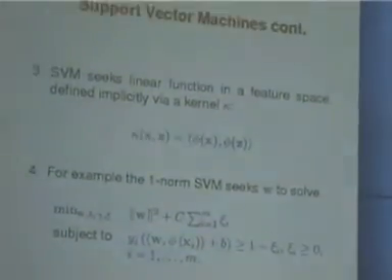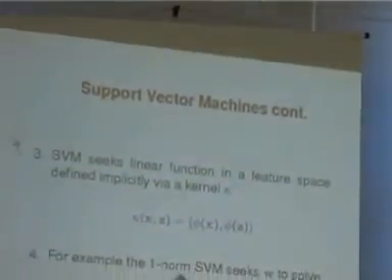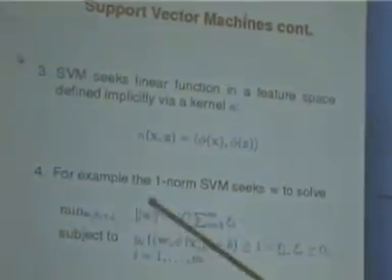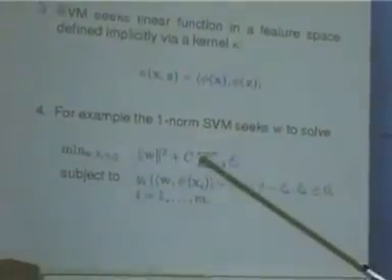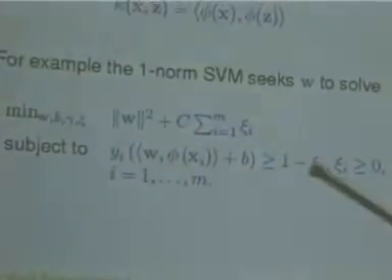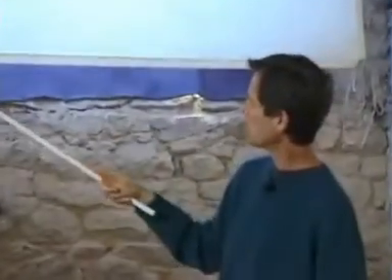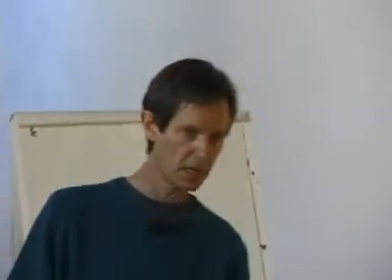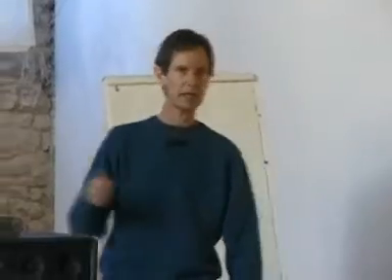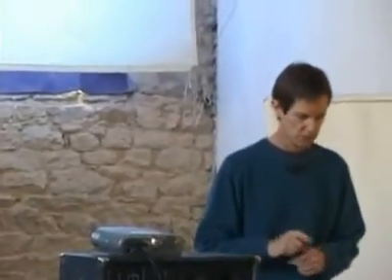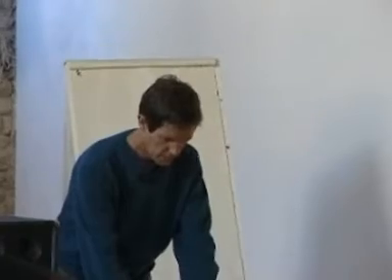SVMs work in the following way. The one norm SVM seeks to minimize the 2 norm of the weight vector plus the 1 norm of the slack variables, where the slack variables measure how much a particular training example fails to be at margin 1. So it effectively is enforcing a margin of 1. The geometric margin is effectively maximized by minimizing the weight vector, and these slack variables allow individual points to fail to meet that margin, but it penalizes those failures by adding this 1 norm of the slack variables to the minimization. Okay, so that's how it works.